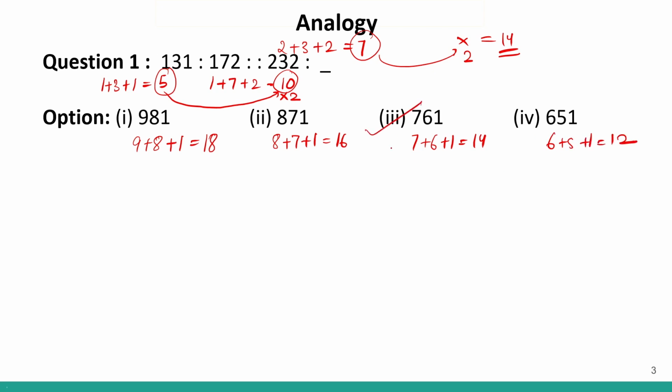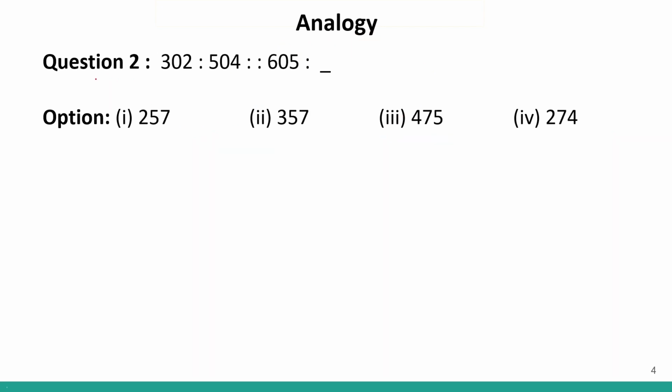So only option number 3 is a number whose sum of digits is 14. That is a multiple of 2 of 7. So my answer will be option number 3, 761. Clear? Moving on to question number 2.